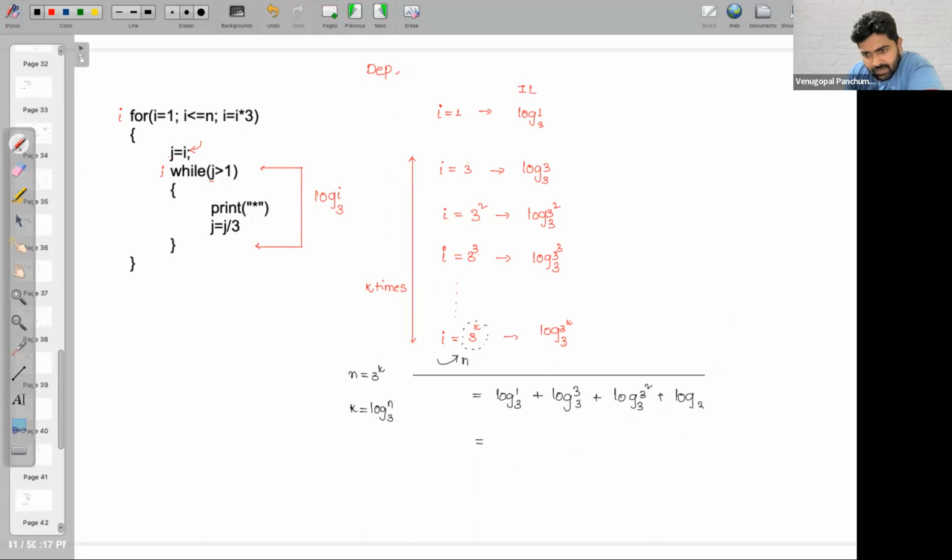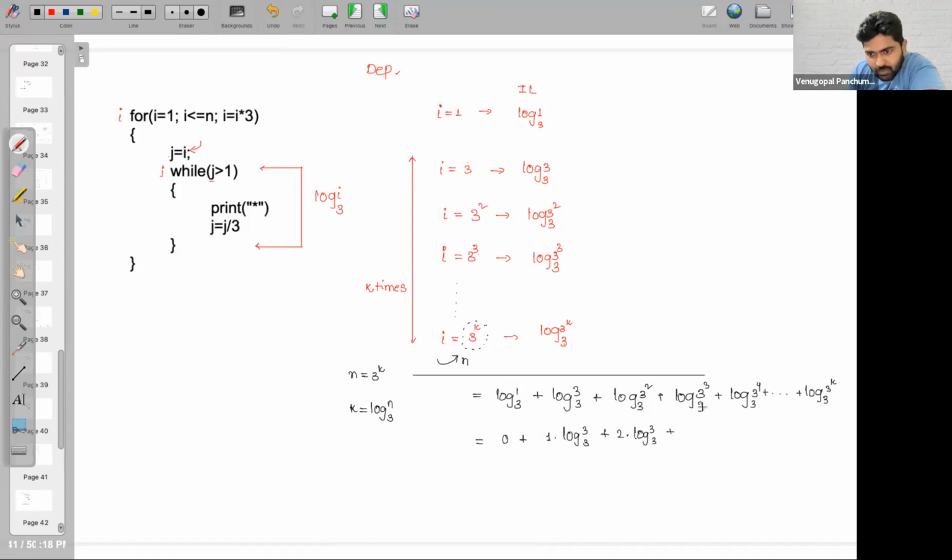Log base 3 cube plus log 3 power 4, and so on, up to log base 3 power k. Now see how I am simplifying. We know log 1 is 0, plus this, can I write it as 1 into log 3 base 3? Yes, of course you can. Plus this, can I write it as 2 into log 3 base 3? Yeah, no problem.